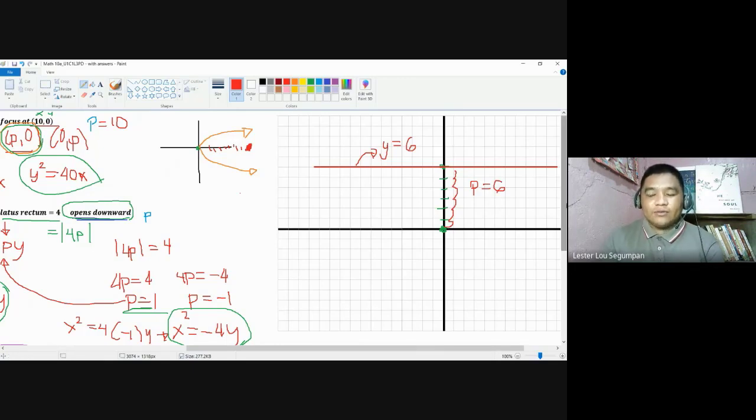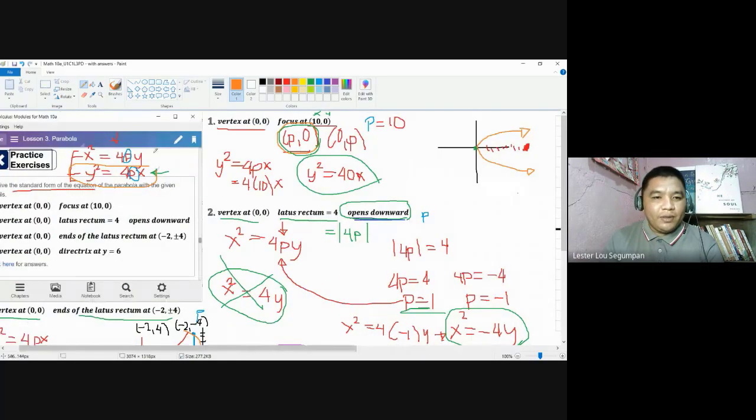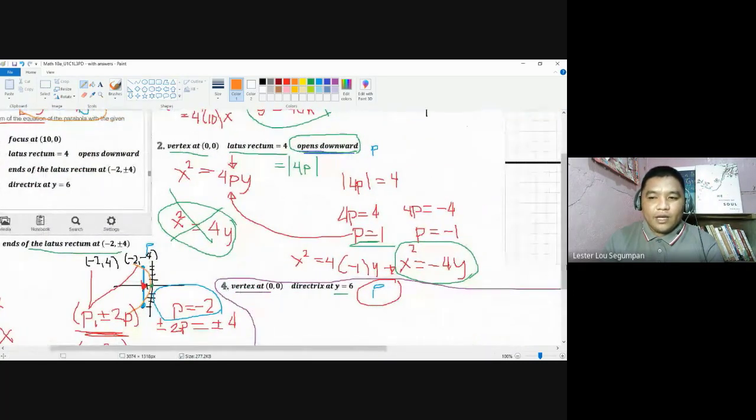However, look at this one. If our directrix is here, our focus is on the opposite side: -1, -2, -3, -4, -5, -6. This is where our focus is. So if this is where our focus is, our graph should open downward. If it opens downward, we can trim down already. We'll be using the first one, because it opens downward.